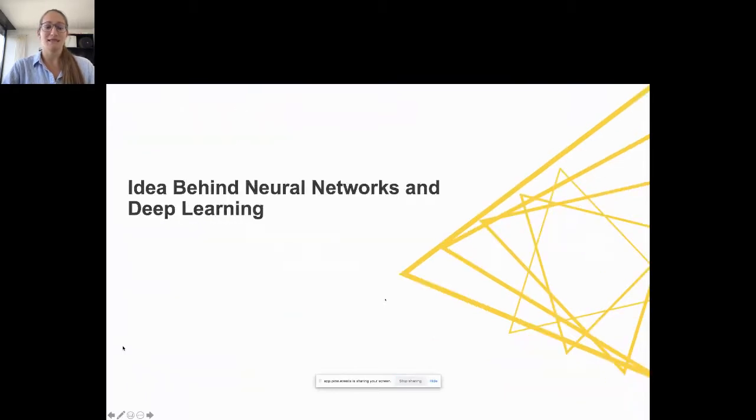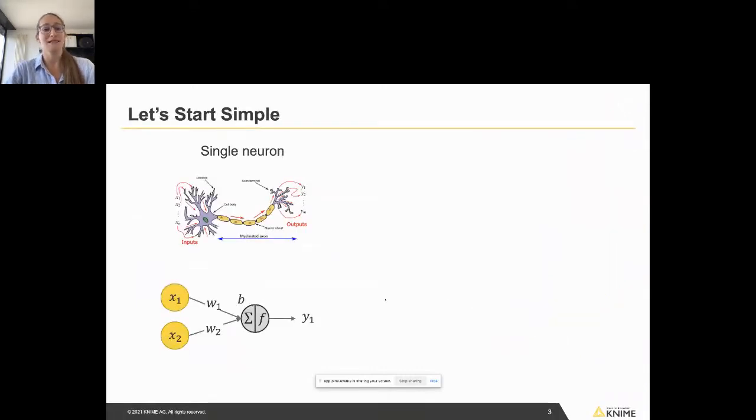So let's get started. I would like to start with the idea behind neural networks and deep learning. Why do I want to talk in addition about neural networks? Because neural networks are actually the basics behind deep learning, and deep learning is just deeper neural networks. So let's start really simple, with the simplest neural network we can think of. That would be just a single neuron, so not really a network yet.